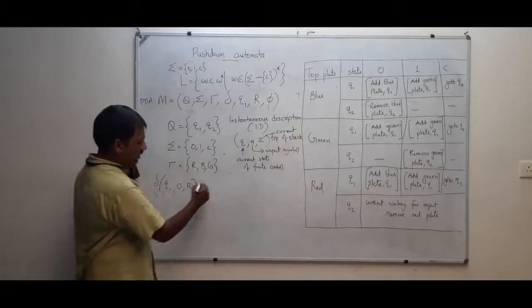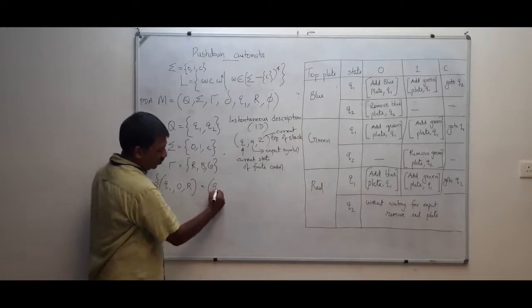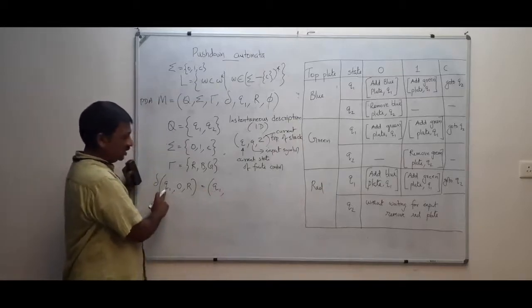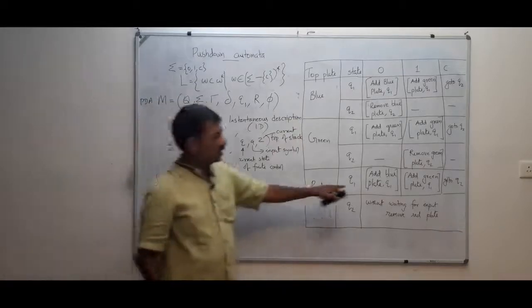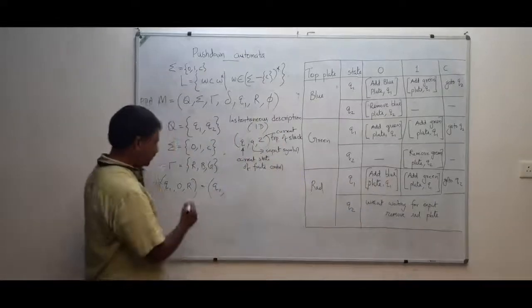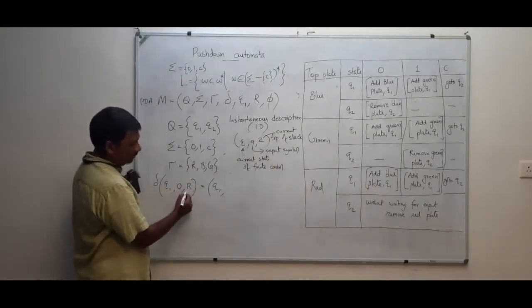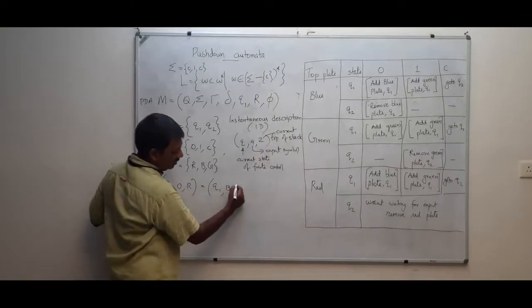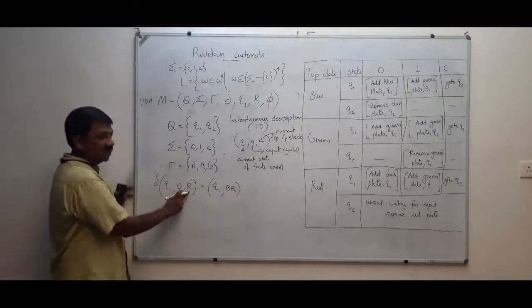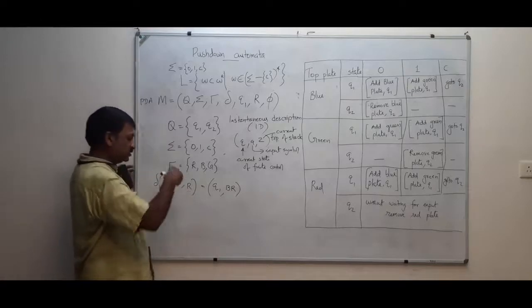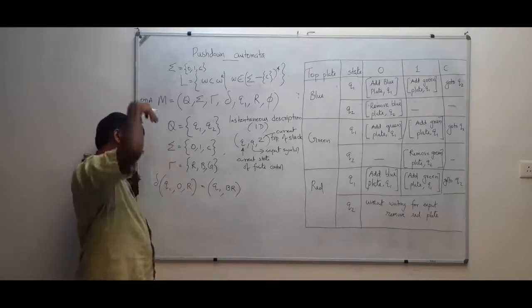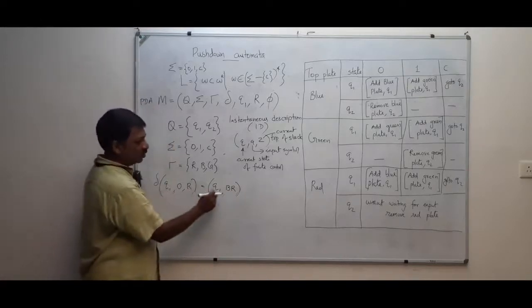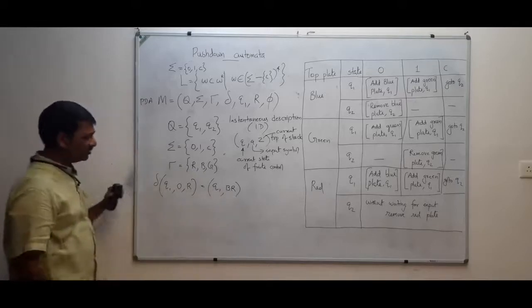That means this is represented by Q1. It is staying in the same state after pushing a blue plate. Pushing a blue plate means pushing it on the left hand side. That means red is replaced with BR, meaning above that red plate you are going to add a blue plate. That means Q1 BR.